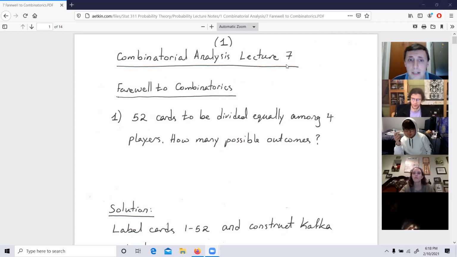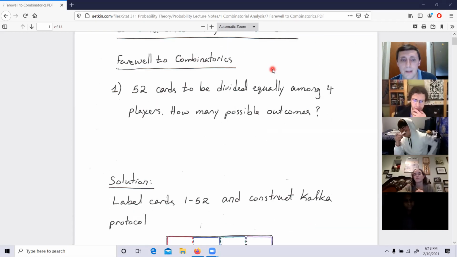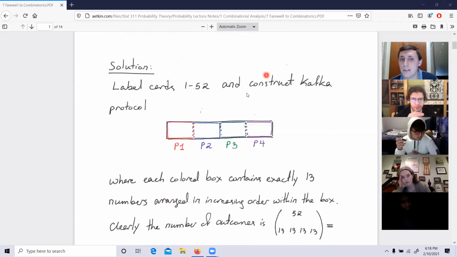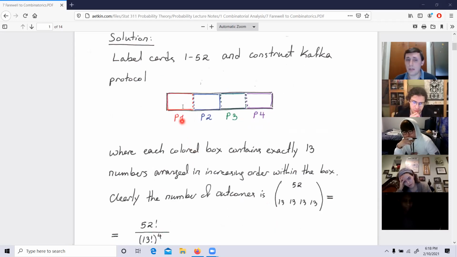Okay, good. Some of you solved it. Let's do this one together now. Ready? So again, here is my protocol. I see 4 boxes. A red box is for player 1, a blue box for the next, green for the next, and purple, or whatever that color is, for the last player. Now the codes have to be placed. The cards are labeled 1 through 52. The codes must be written in increasing order. So now you can imagine the situation.